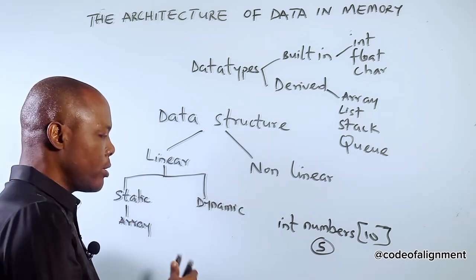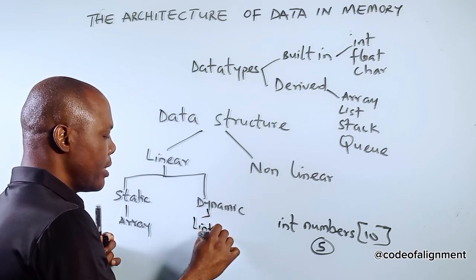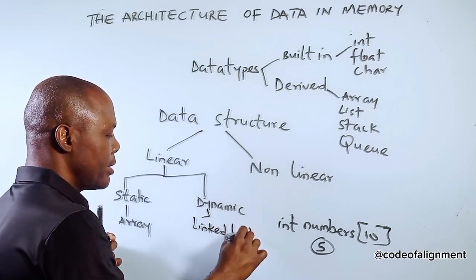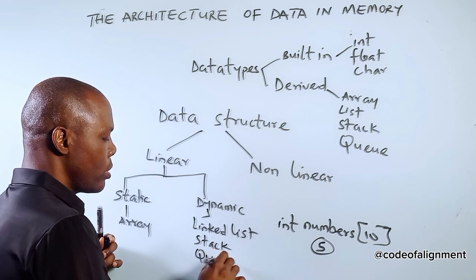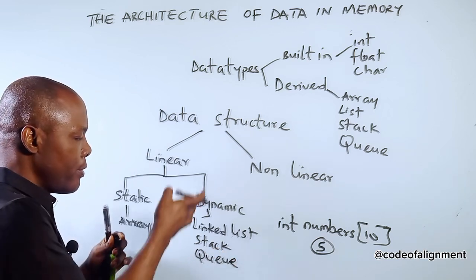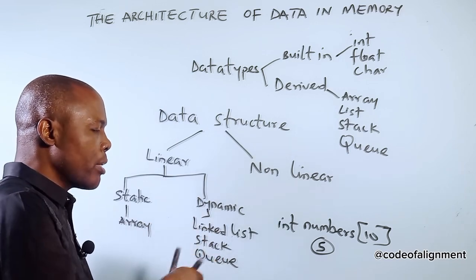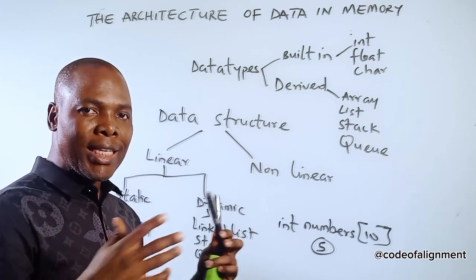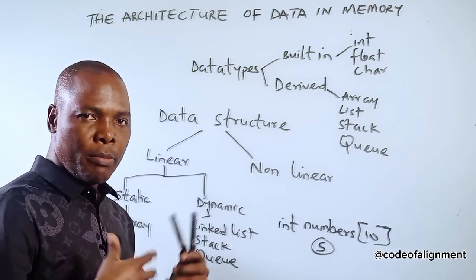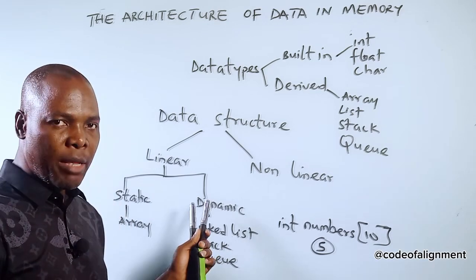Why this one is dynamic? So example of this dynamic, we are looking at linked list. We are looking at stack. We are looking at queue, right? So example of dynamic data structure is what? This. Now, in this one, memory is allocated at runtime, and the memory can automatically increase or decrease depending on how much memory we need. So that is what this dynamic is all about.